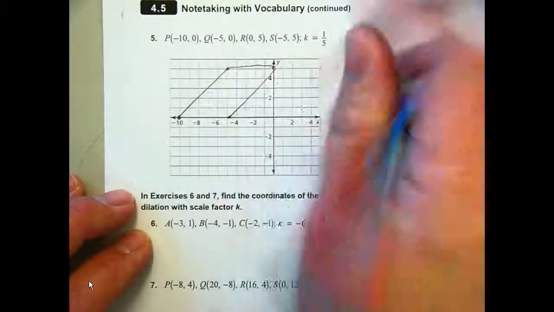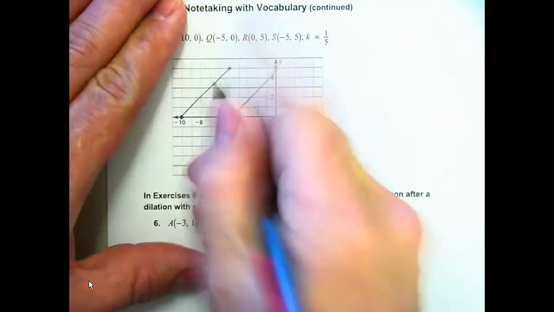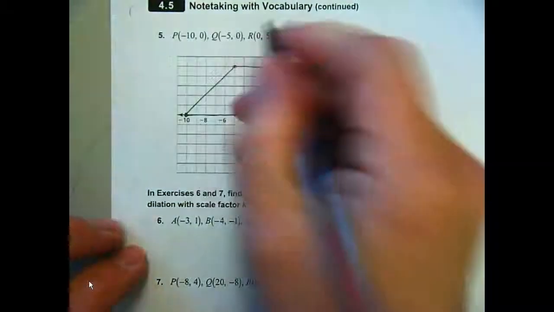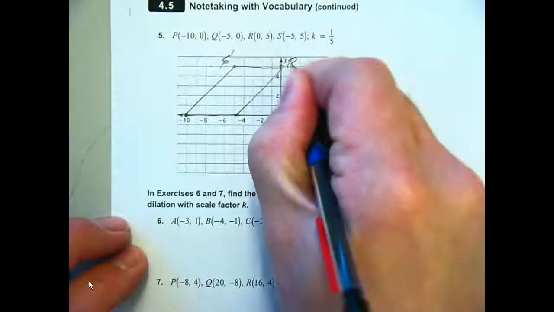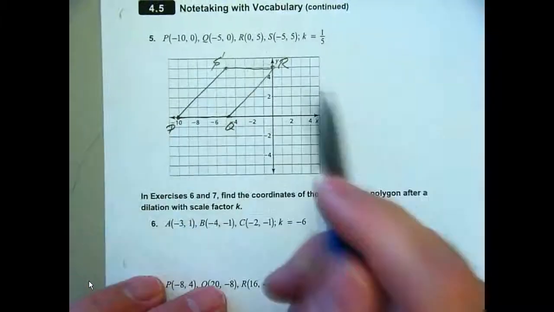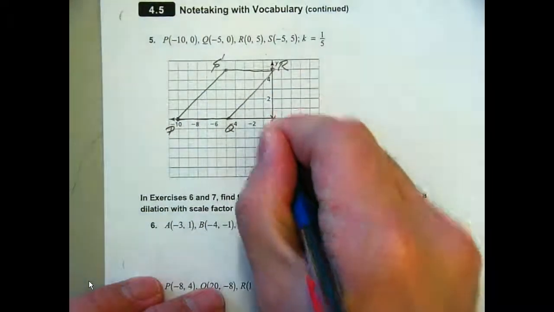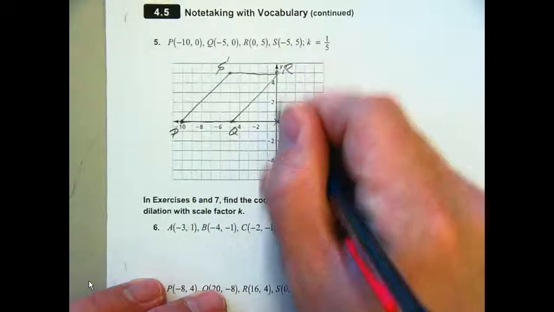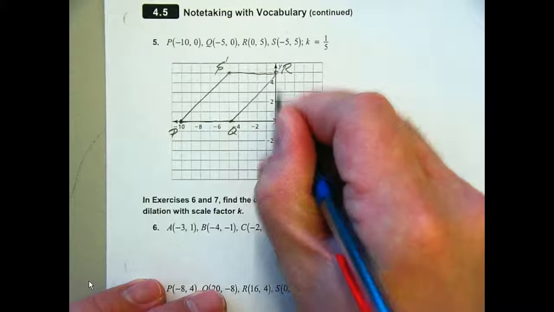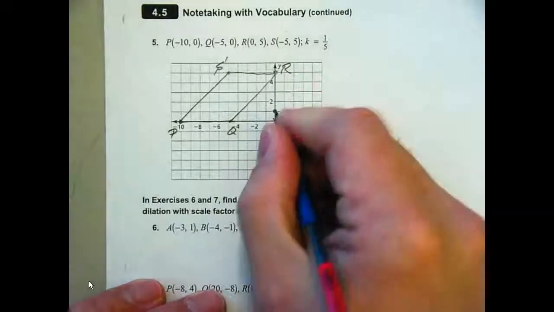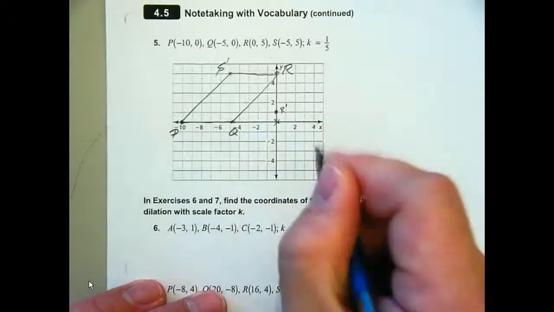All right, so there's my original figure. Correct? So we have S, R, P, and Q. And now we have a scale factor of 1/5 going from here. So that means rather than going up 5 and not going over at all, we just go up 1/5 of that, or 1. Okay, so this would be R prime.